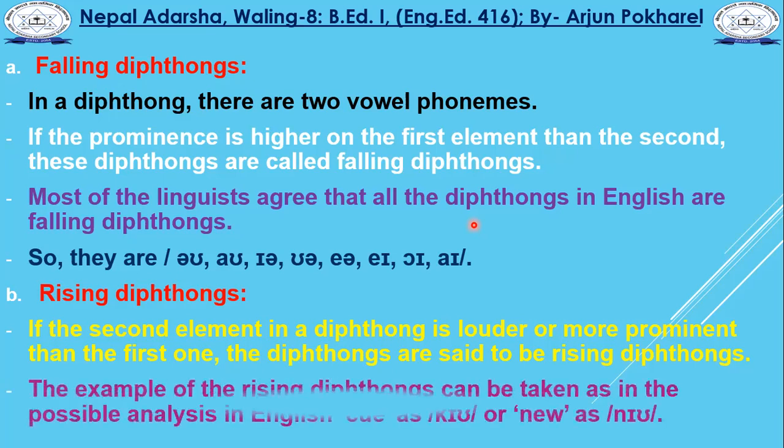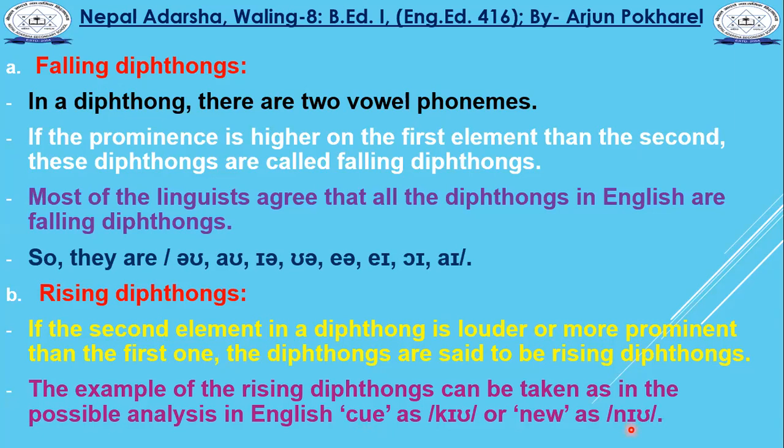Here, an example of rising diphthongs can be taken, for the sake of analysis, in English: Q as ka, e, u. But these are not the actual pronunciation. We don't have rising diphthongs in English. You need to be clear that this is not the actual pronunciation of Q. The actual pronunciation is ka, ya, and long u. And here new is na, ya, and u.